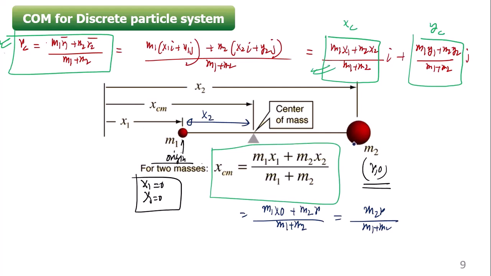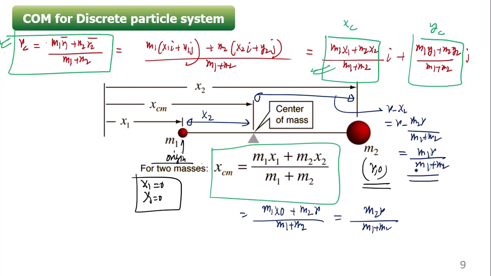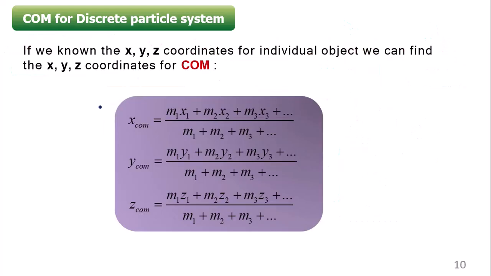Similarly, if I want to calculate the position of the center of mass measured from M2, this number should be R minus X2. That means R minus M2 R divided by M1 plus M2, or simplified, M1 R divided by M1 plus M2. So these are the two sub-formulas, you can say, which can be applied only for a two particle system. The important concept is this one: I can calculate the coordinates X, Y and Z separately by applying the formula.